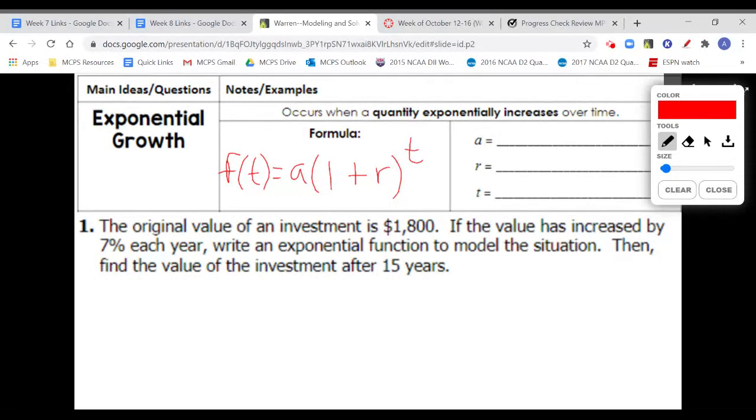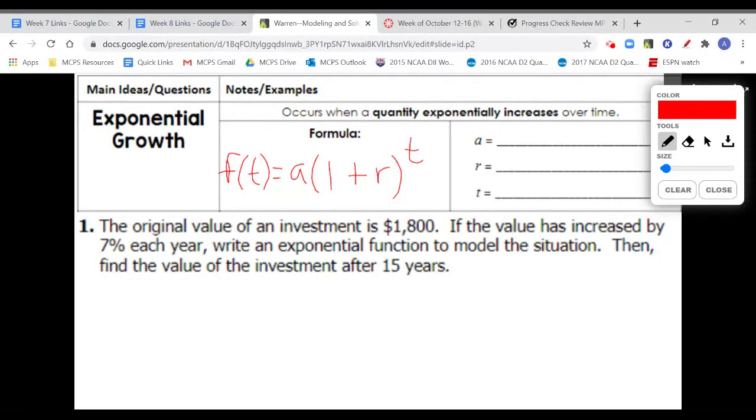Some of those letters are different. We're used to seeing a P right here instead of an A, and we're used to seeing a divided by n and an n in the exponent, but there are no compounding periods here because it isn't talking about compounding interest. But basically, this is generally what we are looking at.